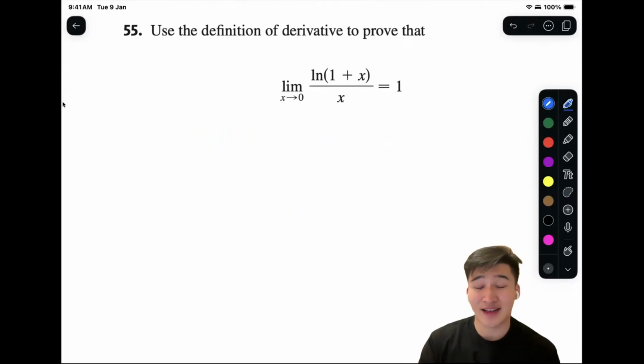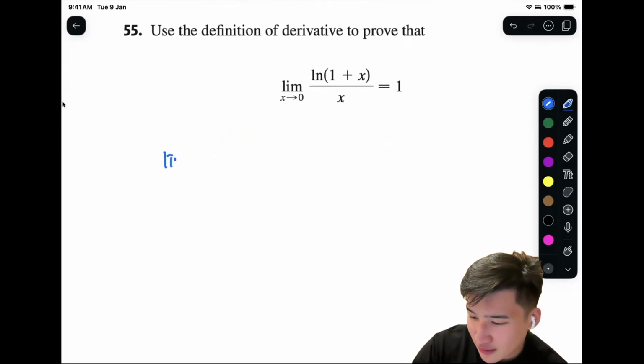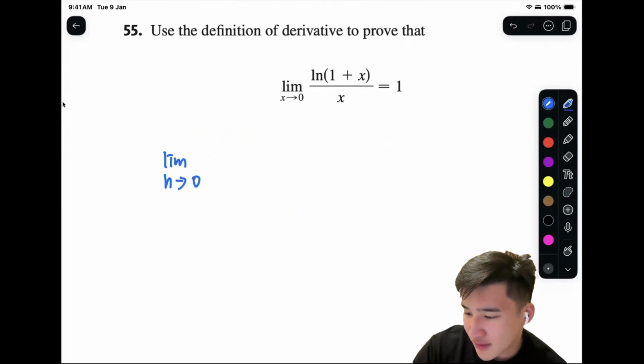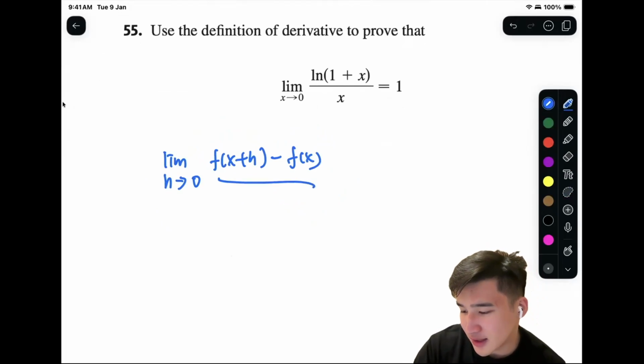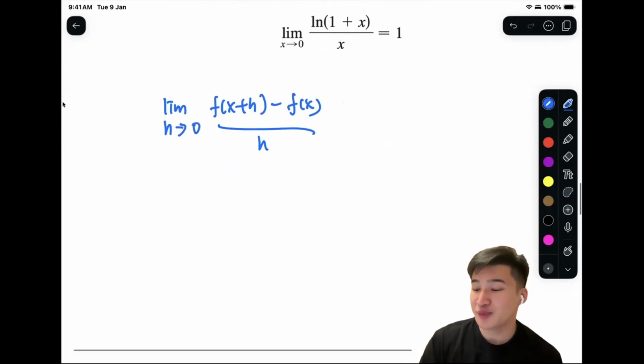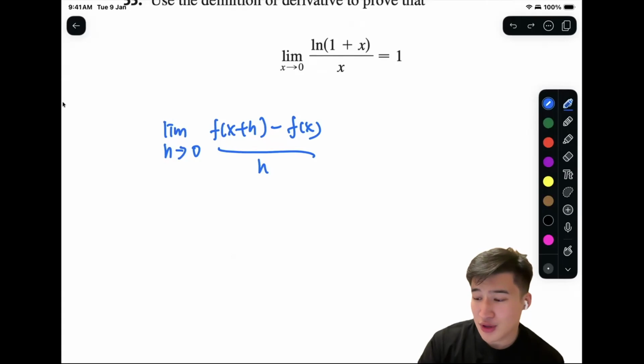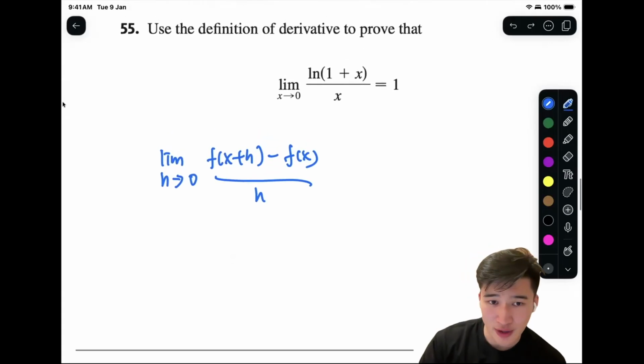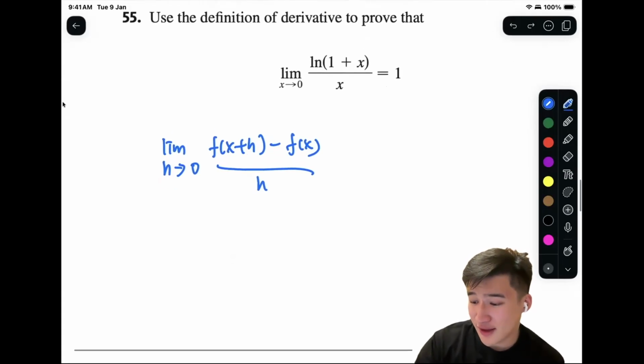So right off the bat, let's use our definition of derivative. Let's use the one with h. Limit as h approaches 0, we're going to have f(x plus h) minus f(x) divided by h. This is our definition of derivative, right? And using this model, what is the next step? The next step would be to find the f(x) so we can do this.